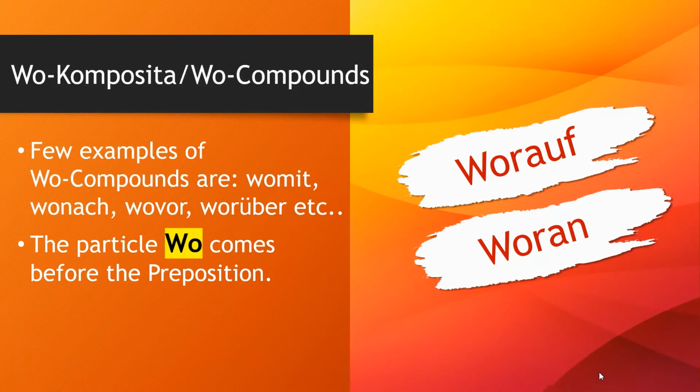A few examples of Wo-Compounds are womit, wonach, wofür, worüber, etc. The particle wo comes before the preposition. So these are some of the examples. As you can see on the right hand side, worauf, woran. So basically this wo particle comes in front of the preposition, wo plus auf. And in the middle, you can see an R here. This R, I will tell you in this video. So please watch the complete video.